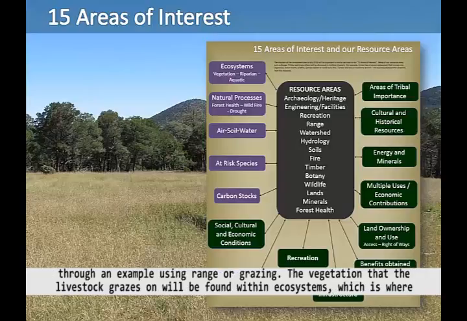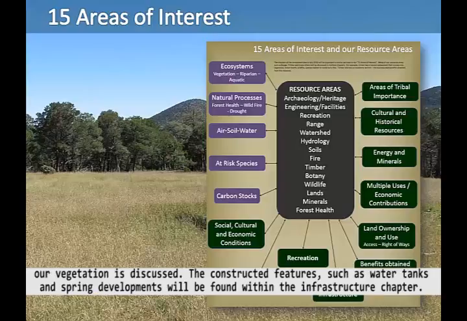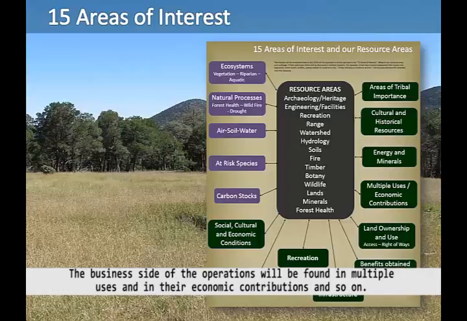Let's go through an example using range or grazing. The vegetation that the livestock grazes on will be found within ecosystems, which is where our vegetation is discussed. The constructed features such as water storage tanks and spring developments will be found within the infrastructure chapter. The business side of the operations will be found in multiple uses and in their economic contributions, and so on.